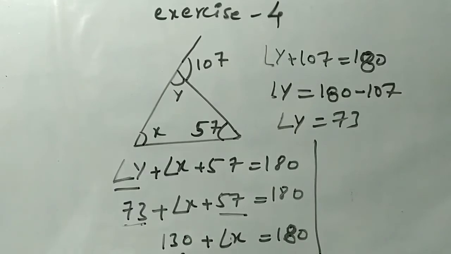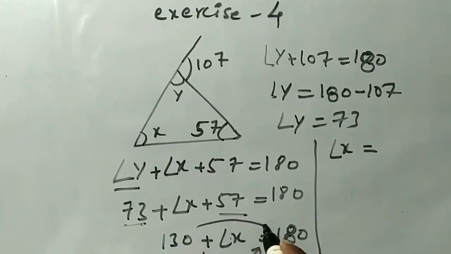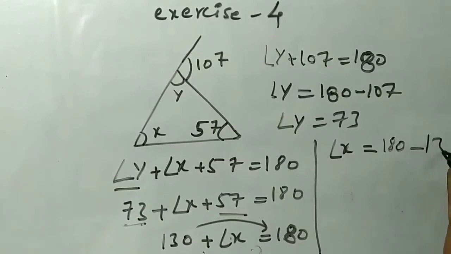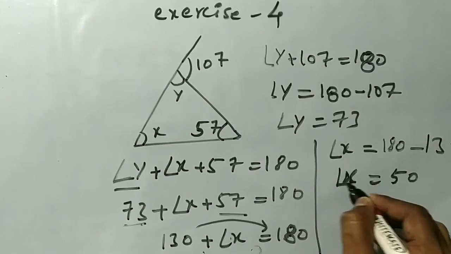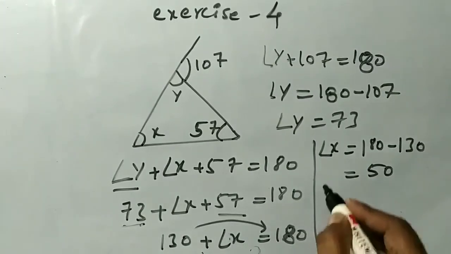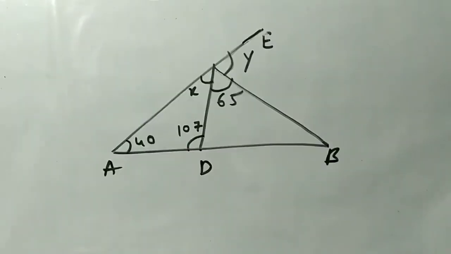So 130 here plus, when it comes to the other side it becomes minus, subtract. So angle x is equal to 180 minus 130 is equal to 50. Angle x is equal to 50.